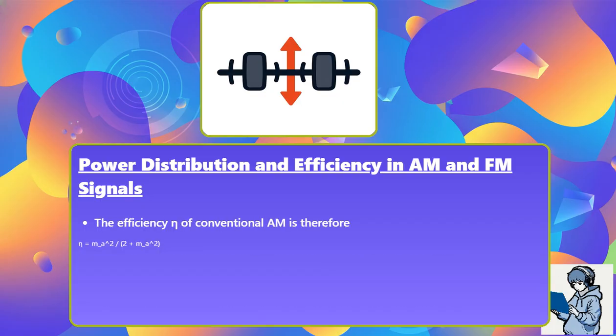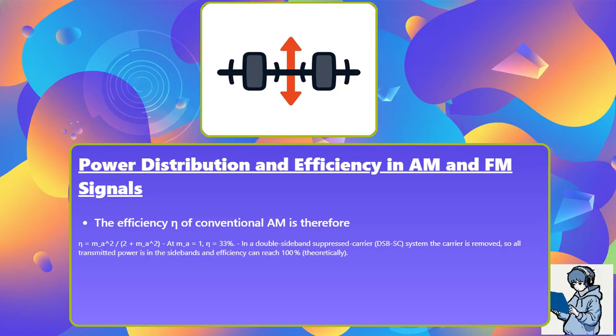The efficiency eta of conventional AM is therefore eta equals M_a squared divided by (2 plus M_a squared). At M equals 1, eta equals 33%. In a double sideband suppressed carrier, DSBSC, system, the carrier is removed, so all transmitted power is in the sidebands and efficiency can reach 100% theoretically.